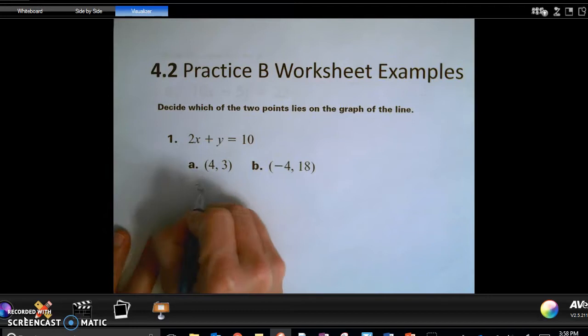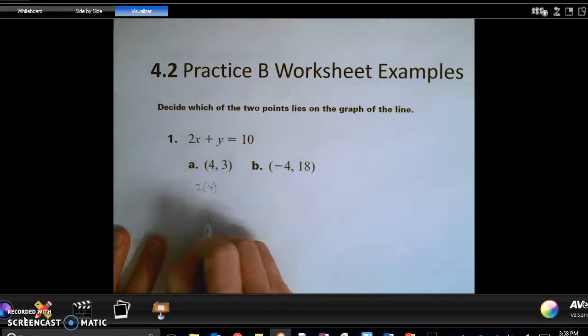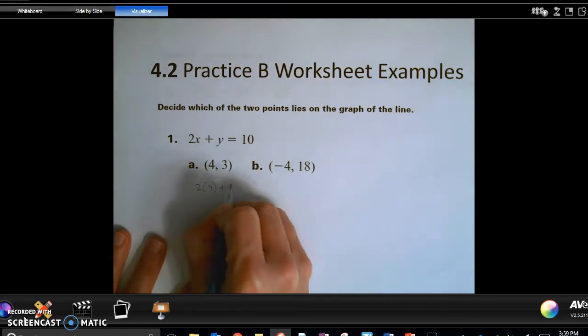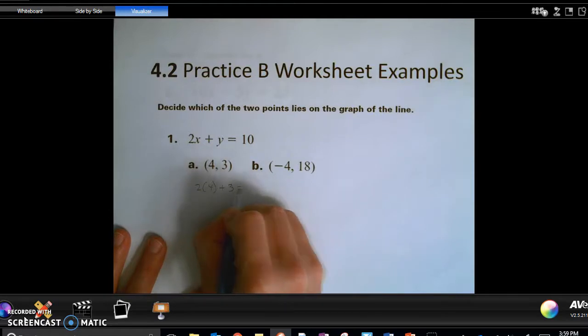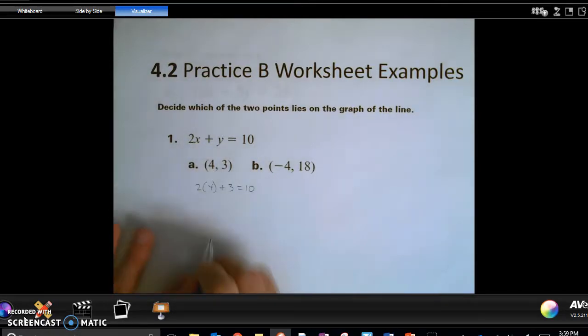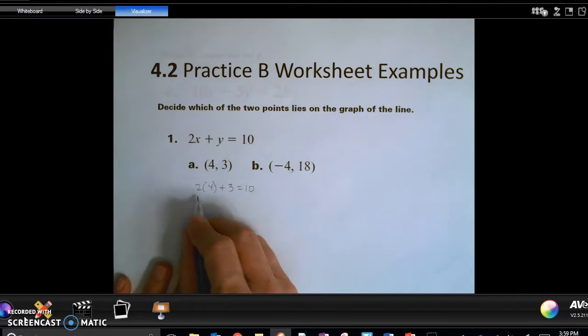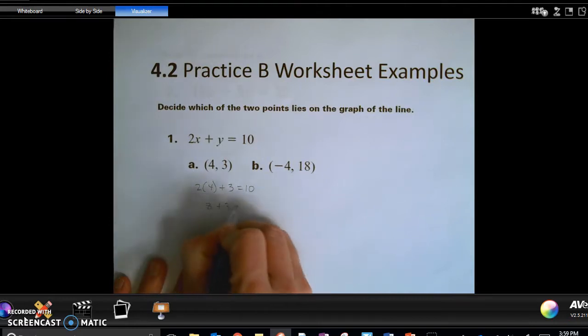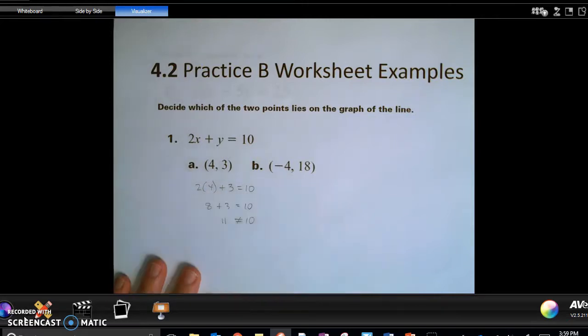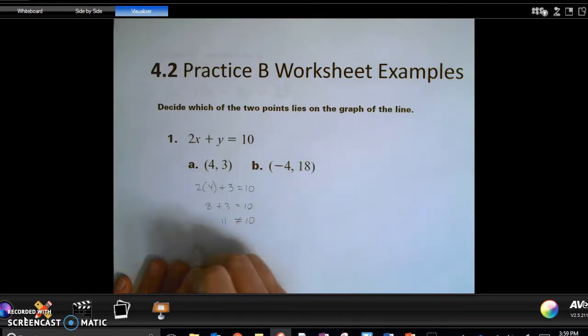If I substitute 4 for x, that's 2 times 4, and I substitute 3 for y, then I have 2 times 4 plus 3 equals 10. So let's simplify. 2 times 4 is 8, plus 3 would be 11. 11 does not, in fact, equal 10. So this is not a true statement. So this is not a point on the line.